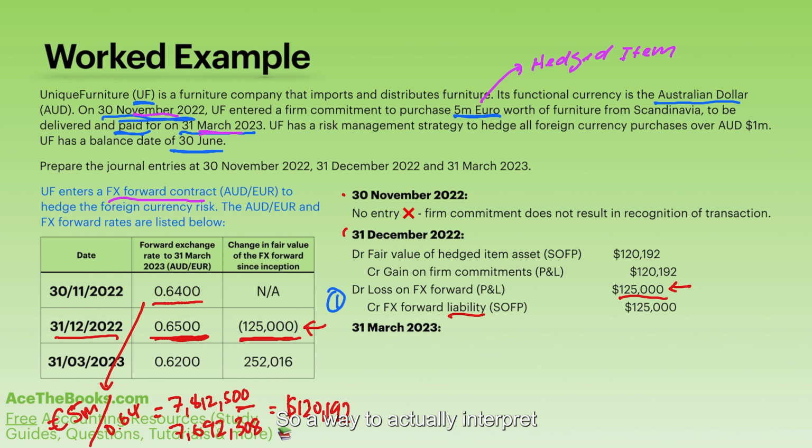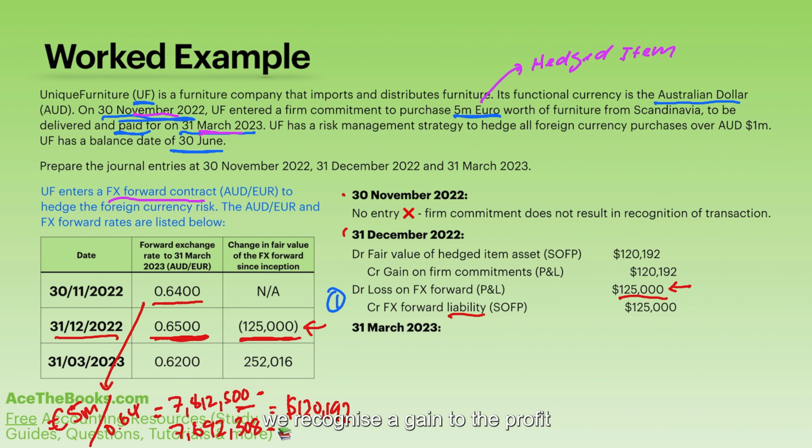So a way to actually interpret this is that if we were to consider the 5 million euro payment as of the 30th of November, which is when the commitment was entered into, we would have to pay an Australian dollar equivalent of 7.8 million Aussie dollars. Now that it is the 31st of December, there has been a favourable movement in the forward exchange rate such that we are now paying less in Australian dollar terms, being 7.7 million. This $120,000 difference is therefore favourable.